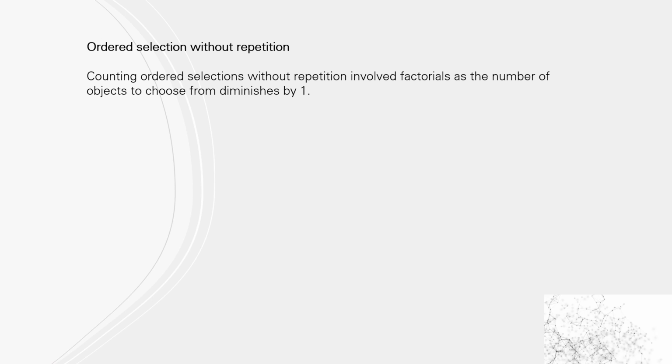Now we're going to look at ordered selections without repetition. This is going to introduce one of our formulas, and we're going to be able to use factorials on some of these, as with factorials, when you choose your objects, they diminish by 1. So we know that 7 factorial is 7 by 6 by 5 by 4 by 3 by 2 by 1. We don't necessarily have to go all the way down to 1, but we're about to use that as examples as we go through.